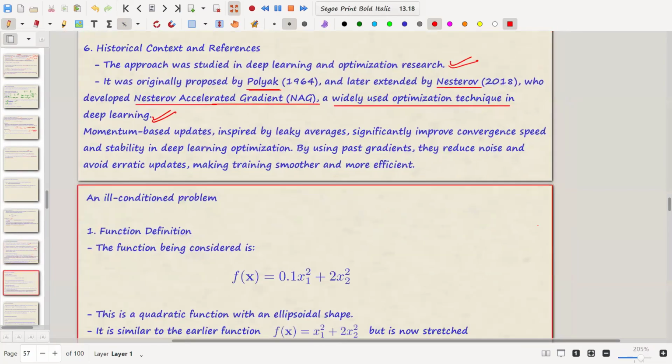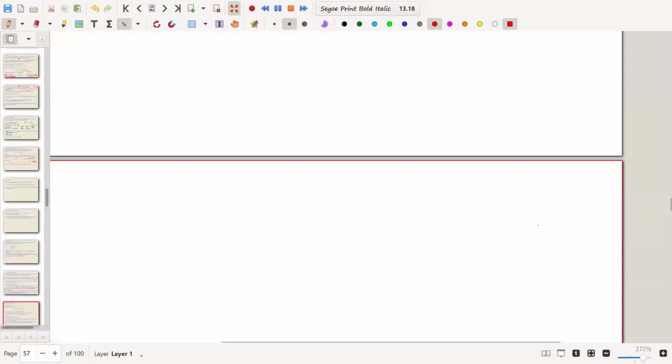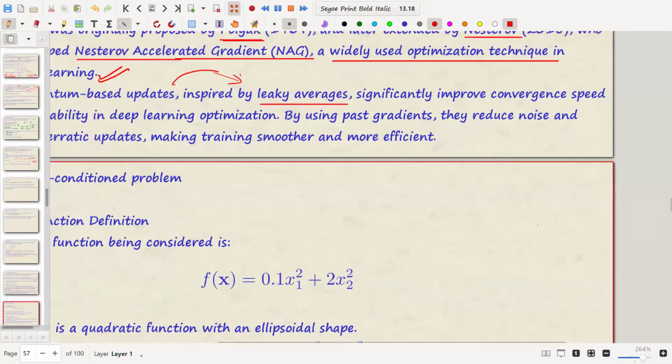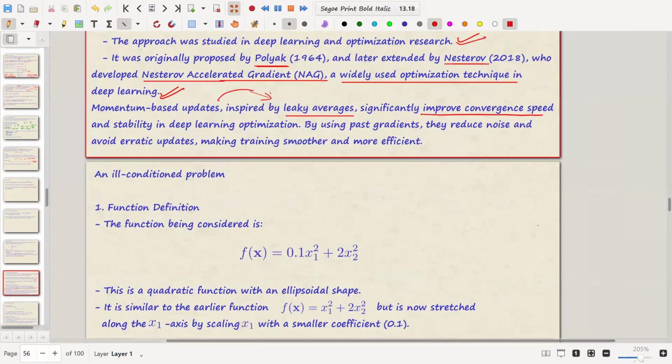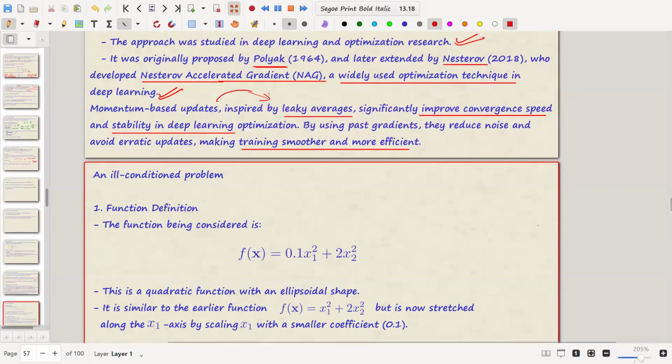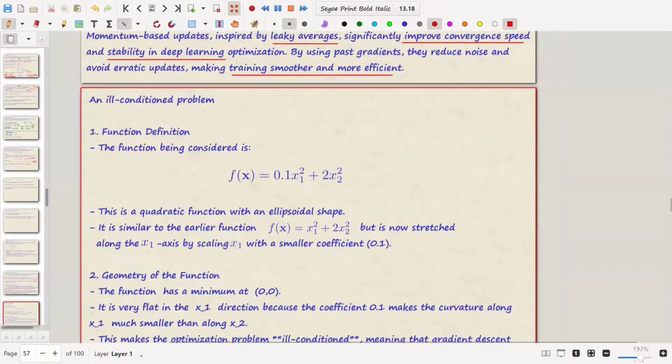So this momentum based method is inspired from the leaky average. Actually, the leaky average is the only concept due to which the momentum method was created, and it improves the convergence speed and stability in your deep learning optimization problems. By using past gradients, they reduce the noise and avoid sudden or erratic updates, making the training smoother and more efficient. Right? Now coming to our problem.